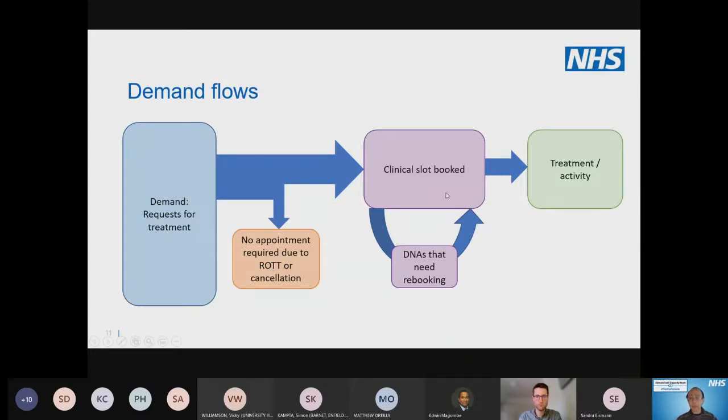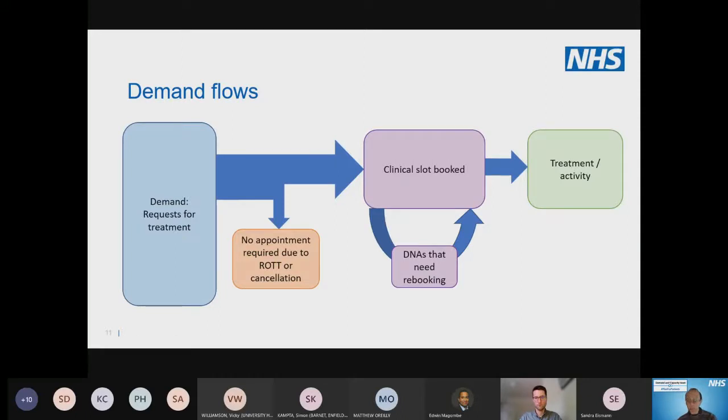Then you have, in purple, the number of clinical slots you actually book and use. And some of that will also incorporate DNAs or short notice cancellations that need rebooking. So some patients will DNA or cancel at such short notice that you can't reuse the slot for someone else. And the ones that aren't discharged will basically need an extra slot. So that's how we can calculate the total capacity required. And then of the patients that are seen, you'll have a certain amount of activity, and that's what you measure at the end.